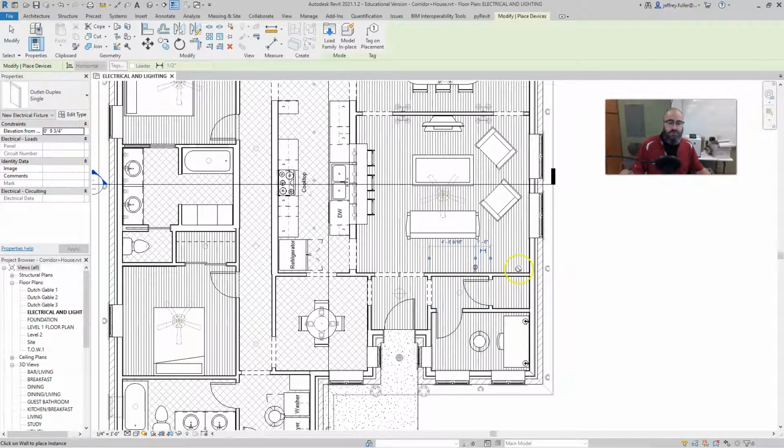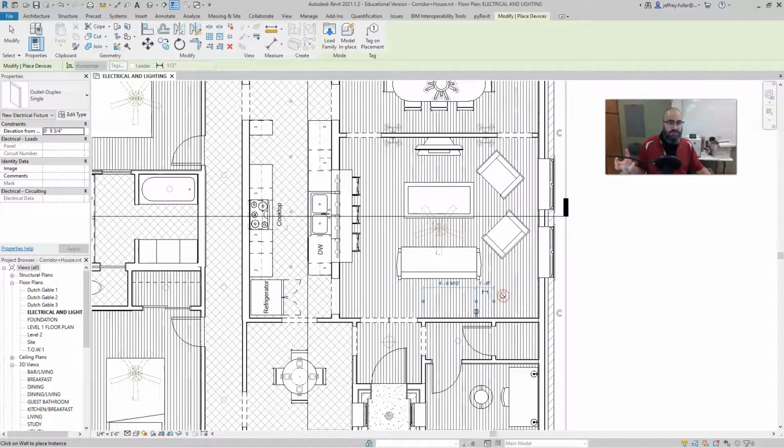So I'll place one right here in the center of that wall. And of course, it doesn't look like they're going to use a whole lot of electricity back here, other than possibly a vacuum cleaner or something like that. Along this wall is a little longer, and there's a possibility of using a little bit more.